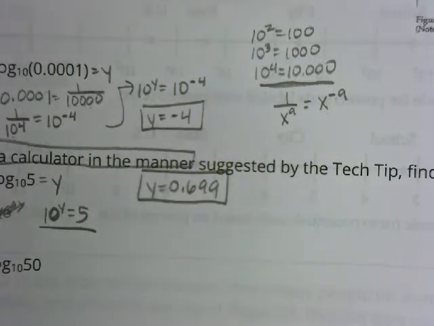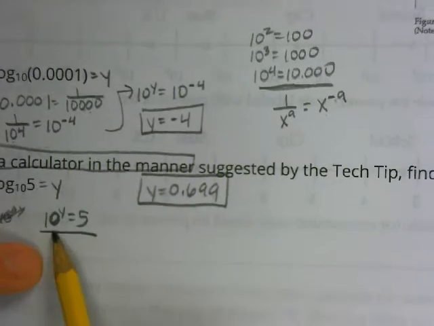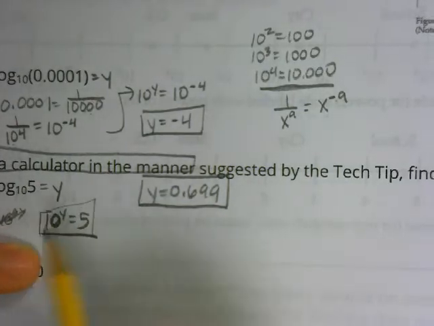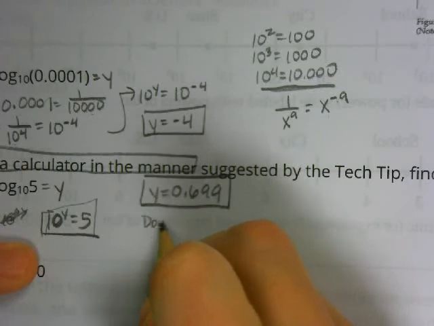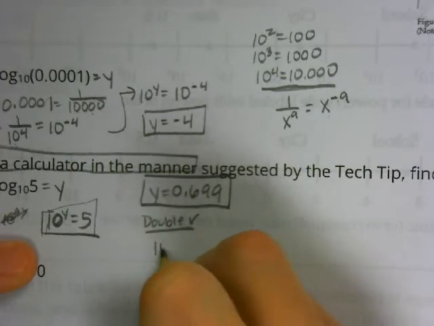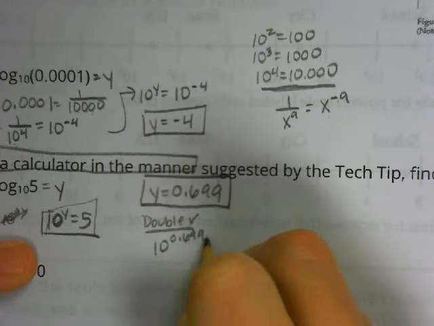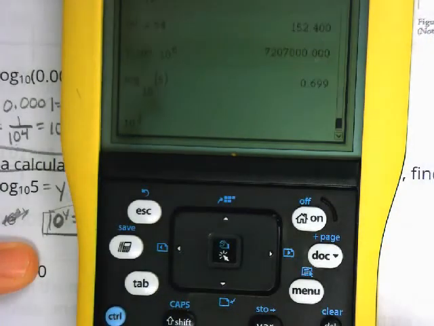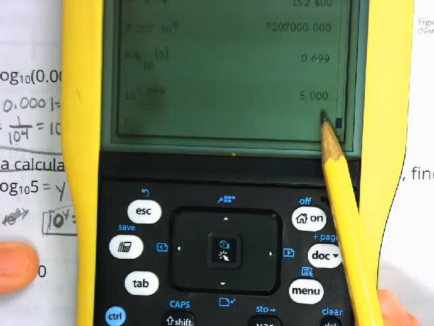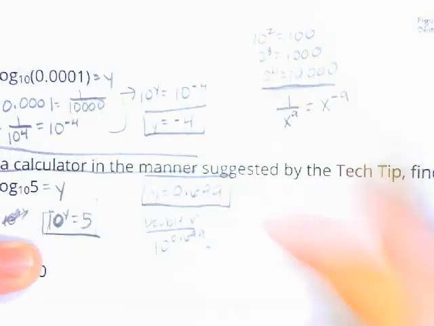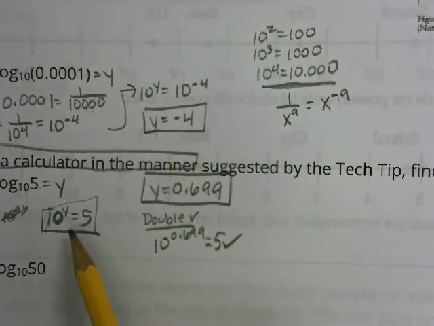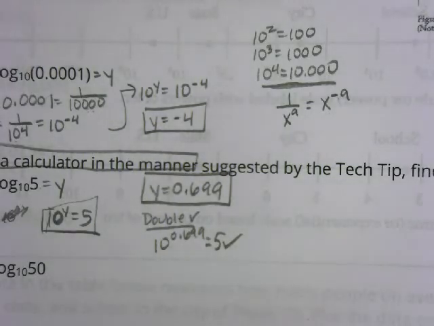And just as a double check, y should satisfy this equation right here. 10 to the power of 0.699 is equal to 5. So I'm going to double check. 10 to the power of 0.699, and I'm going to plug it into my calculator. And I'm good. 10 to the power of 0.699 equals 5, so my double check worked out. So it's really important. I want you to write down this equation every time you're using your calculator to solve for a log.